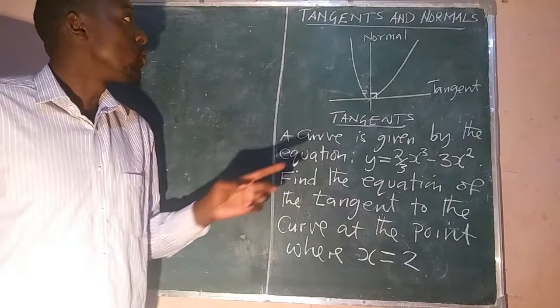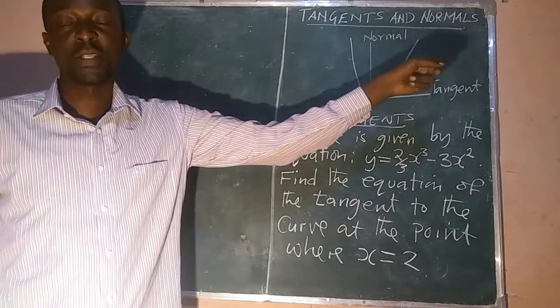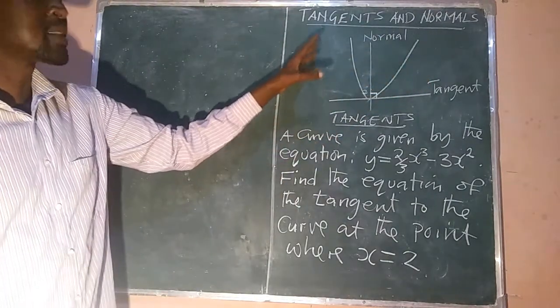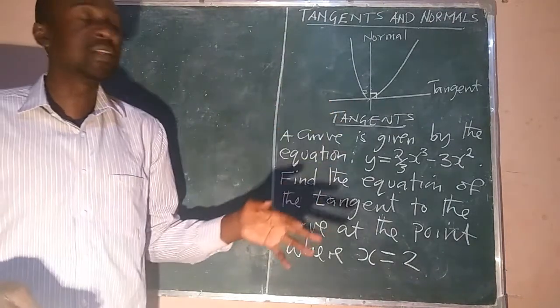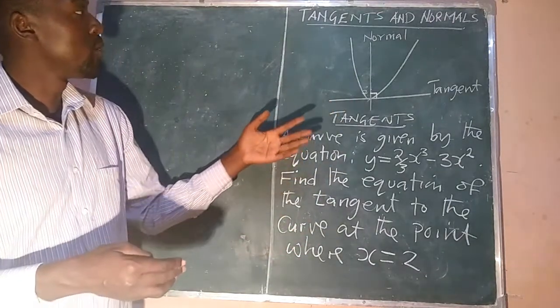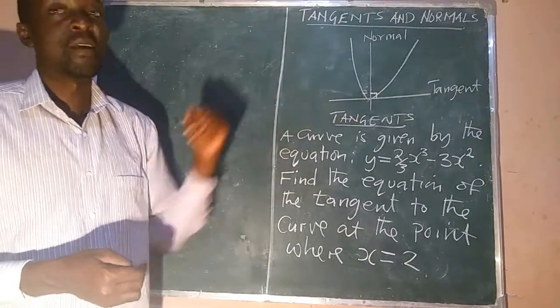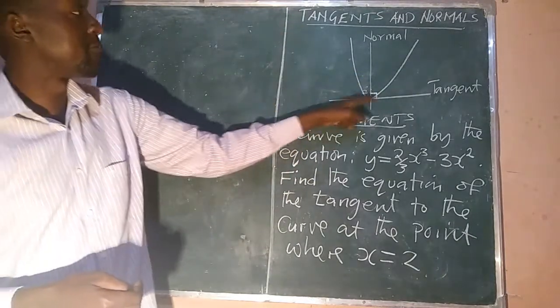In this lesson, I want us to look at tangents and normals. I'll first define what a tangent is and what a normal is. We deal with tangents and normals when we are talking about curves. So here is an example of a curve.